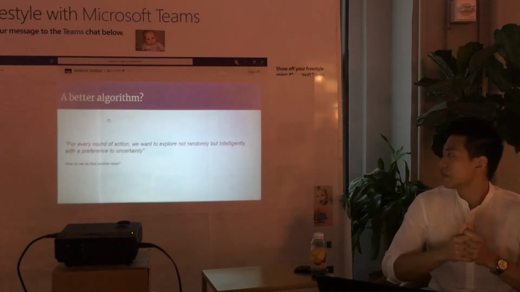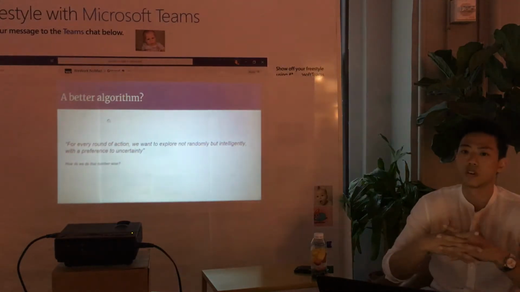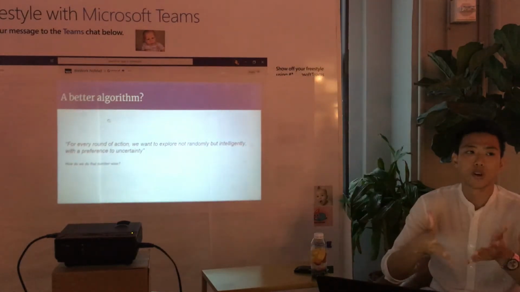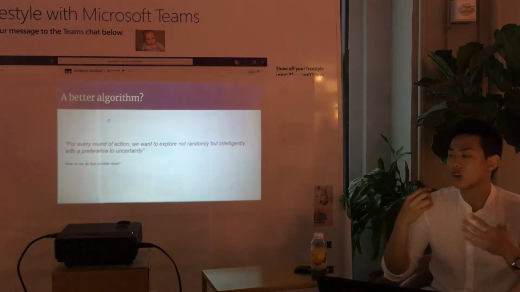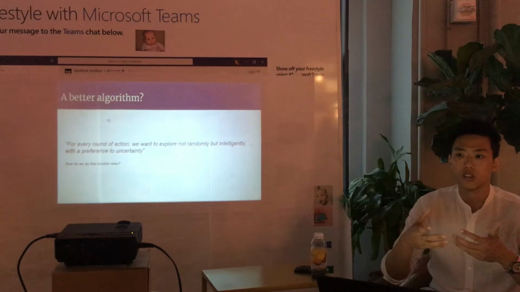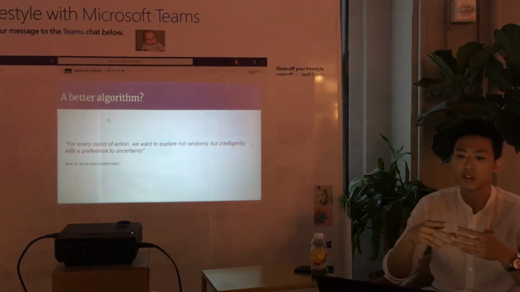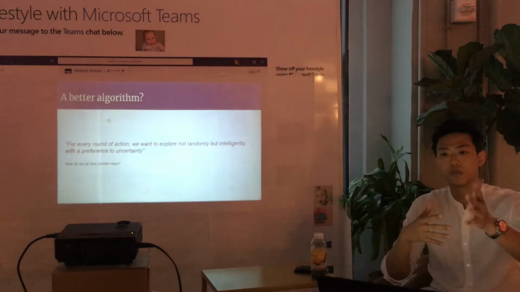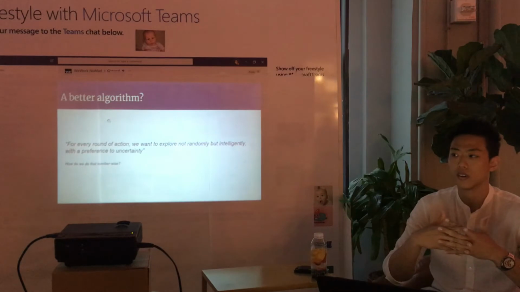A better algorithm is one where, for every round of actions, we explore more. We want to explore the unknown population, but not randomly, but with intelligence. Intelligent means that we want to have a preference for uncertainty. Think about a customer you reach out to 1,000 times and a customer you reach out to 2 times. You want to keep trying the 2-time customer because they could probably give you a very high reward.